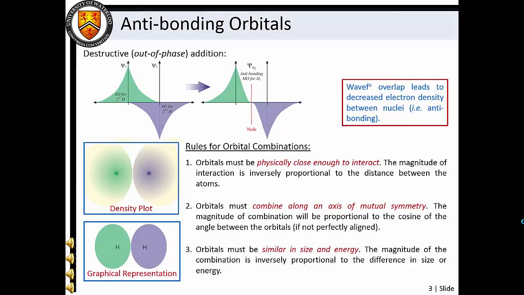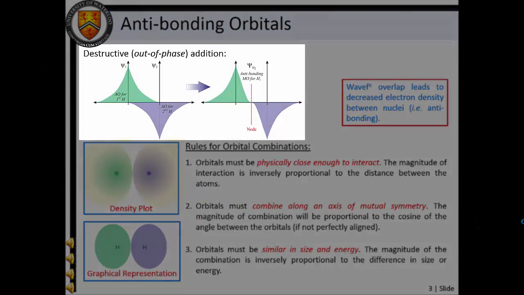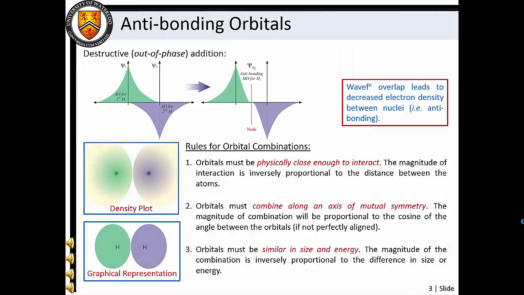One might also imagine that the two 1s orbitals can cancel out of phase or destructively interfere with one another. In this case, the wave function associated with the first hydrogen 1s orbital cancels with the wave function of the second hydrogen atom between the nuclei. At the point where the two wave functions are of equal magnitude but opposite sign, the wave functions cancel perfectly and a node, or more precisely nodal surface, is formed.